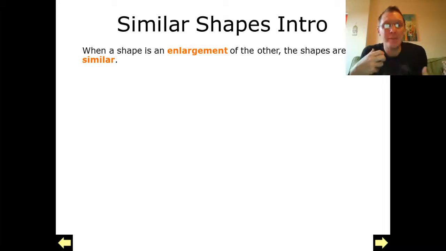So when we are talking about similar shapes, what we're actually talking about is an enlargement of a shape. So taking our object and creating an enlargement of this to an image.